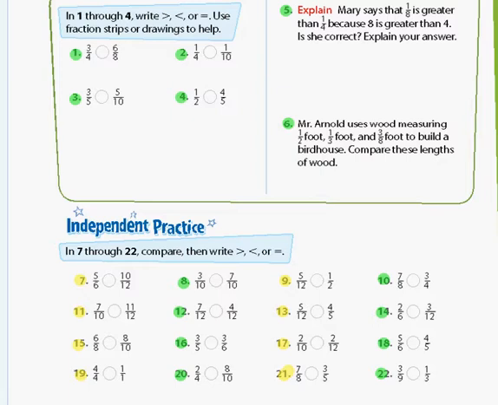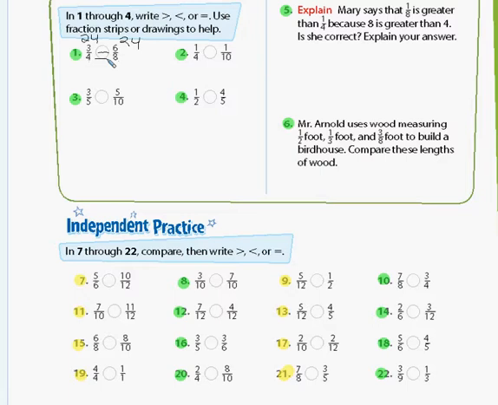Okay, on problem number 1 I have 3/4 and 6/8. So I'm going to try to figure out is 3/4 greater than, less than, or equal to 6/8. So we're going to do the cross multiplying. So 4 times 6 is 24, and 8 times 3 is 24 also. So that means those fractions are equal. Those are equal fractions.